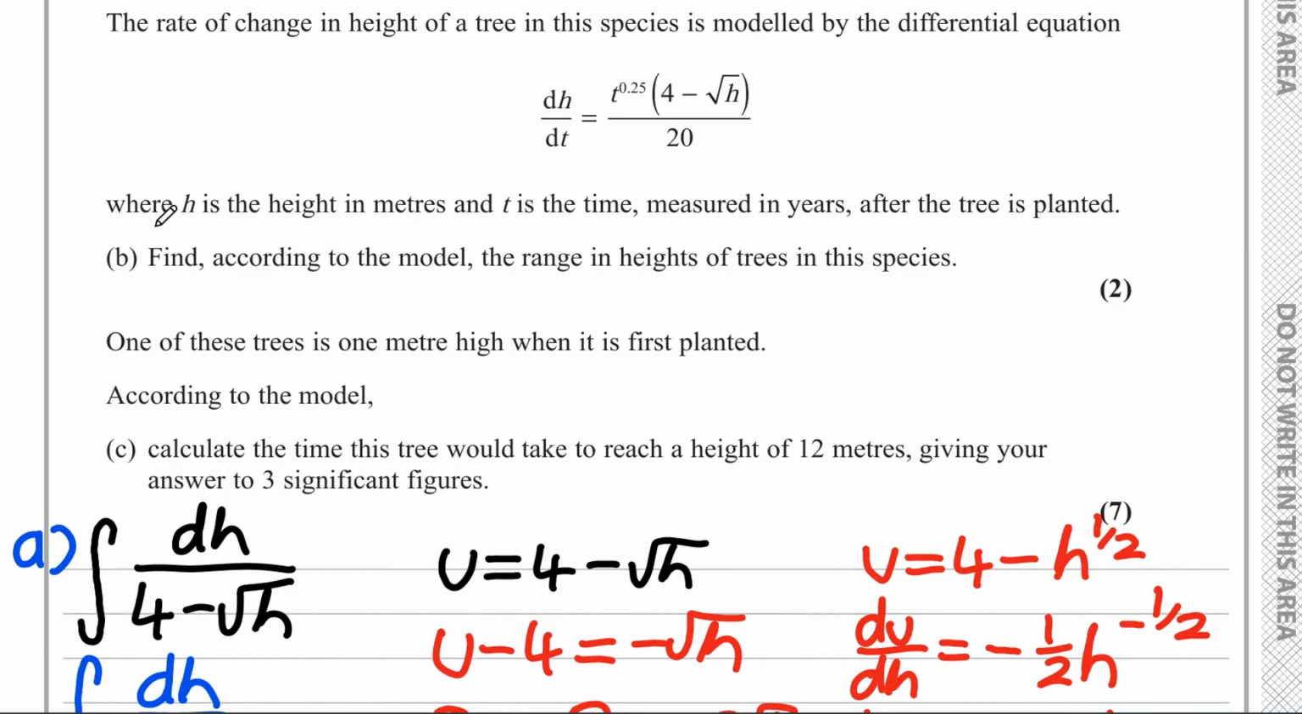Okay, so the question goes on. It says one of these trees is 1 meter high when it's first planted, and according to the model for part C, we need to calculate the time this tree would take to reach a height of 12 meters, giving your answer to 3 significant figures, for 7 marks. So we need to solve this differential equation here.